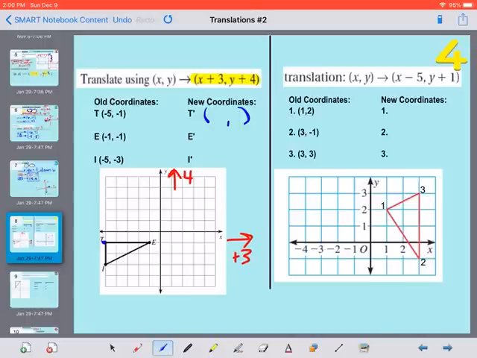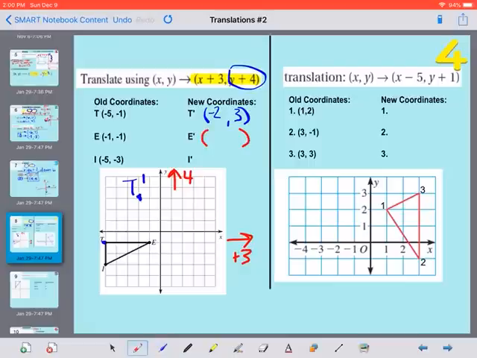X is going plus 3, so negative 5 plus 3 is now only negative 2. And then negative 1 plus 4 is a positive 3. So our new T is at negative 2 and up 1, 2, 3. So let's see, on my x-axis, yes, we went 3 to the right, and y is up 4. So that's T prime. That makes sense.